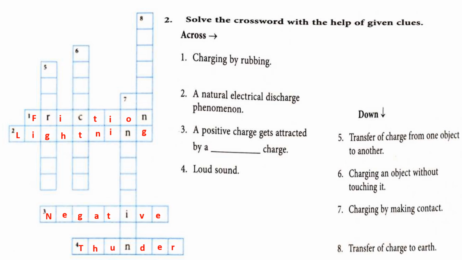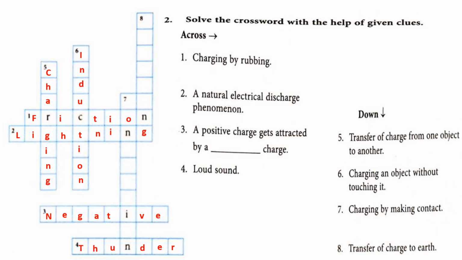Then down. Fifth one, transfer of charge from one object to another. Transfer of charge from one object to another can be called charging. Then the sixth one, charging an object without touching it. Already we have seen that in friction and also contact, that is conduction, in both cases we are touching the object to charge it. But in the induction process we do not touch it and we are going to charge that object.